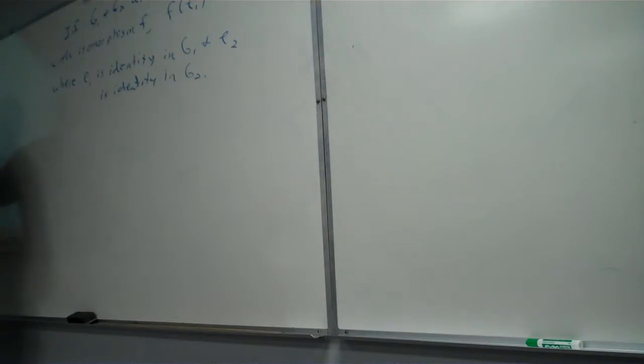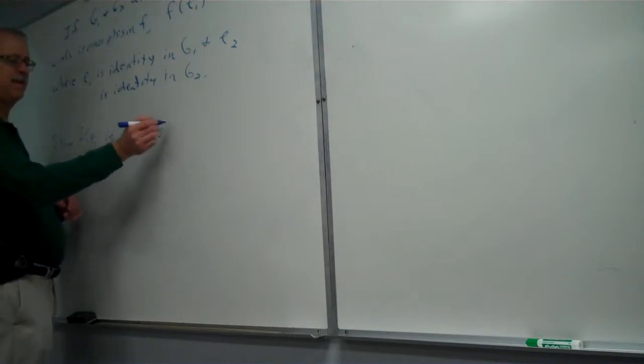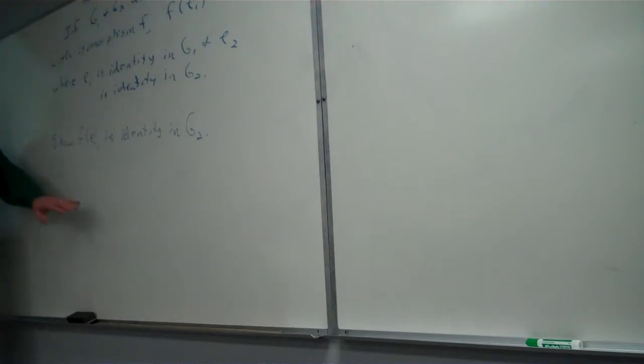And they do actually give us a hint here. They say, hint: in any group there's exactly one neutral element, show that F of E1 is the neutral element of G2. So based on the hint, what we need to show is that F of E1 is the identity in G2. That's what the hint indicates is the best way to handle this, because there's only one identity. So if F of E1 acts like the identity, it is.